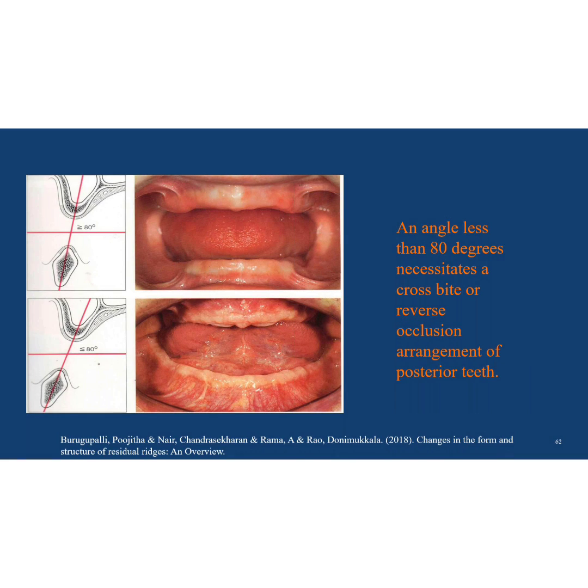Relative to each other, the maxillary and mandibular residual ridges are known to be in a favorable position for normal arrangement of posterior teeth if the connecting line between the mid-ridge of the maxillary and mandibular ridge is at an angle greater than 80 degrees. So if the angle is less than 80 degrees, it necessitates a cross-bite or reverse occlusion of the posterior teeth.